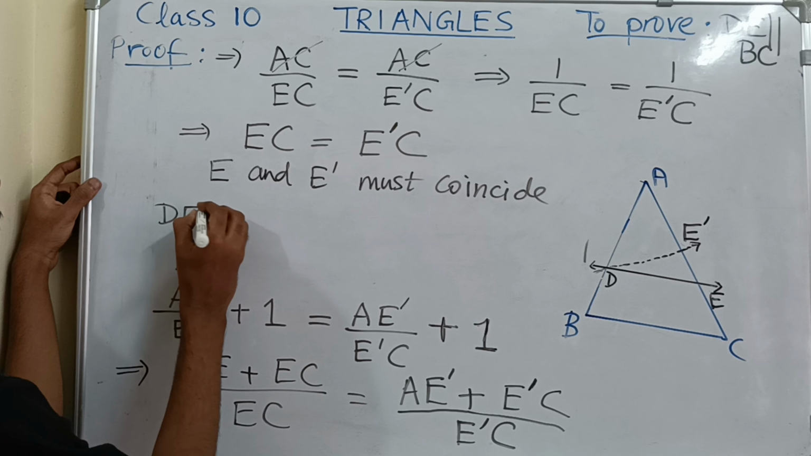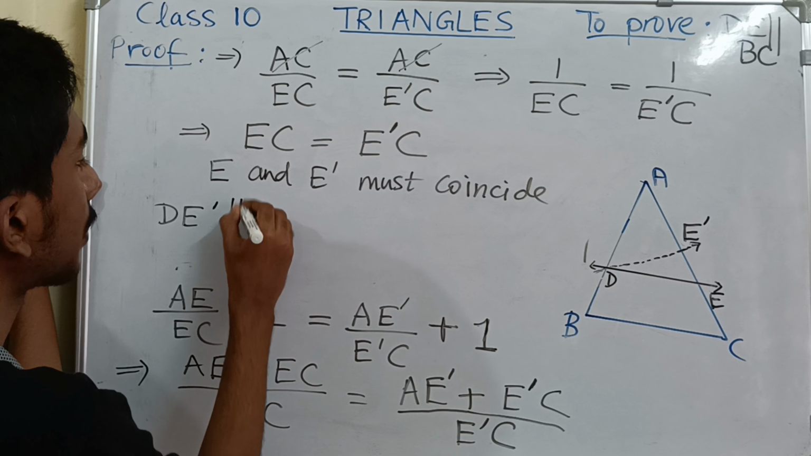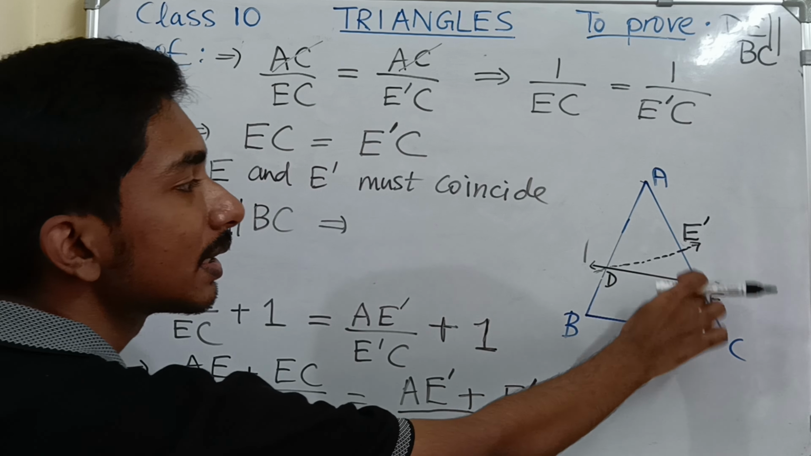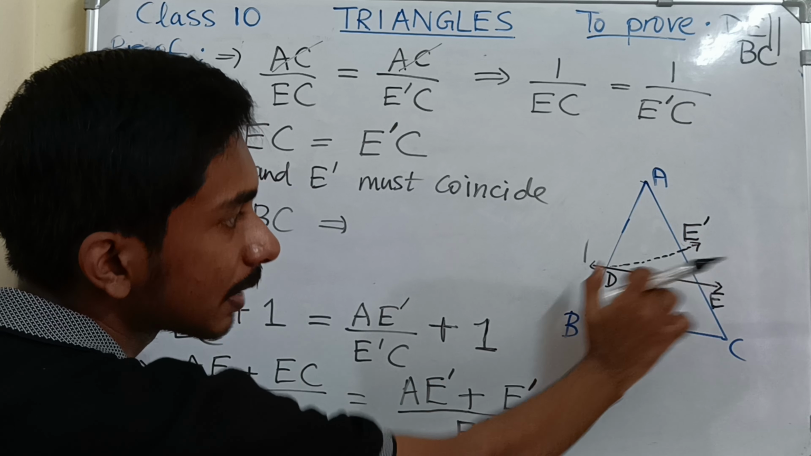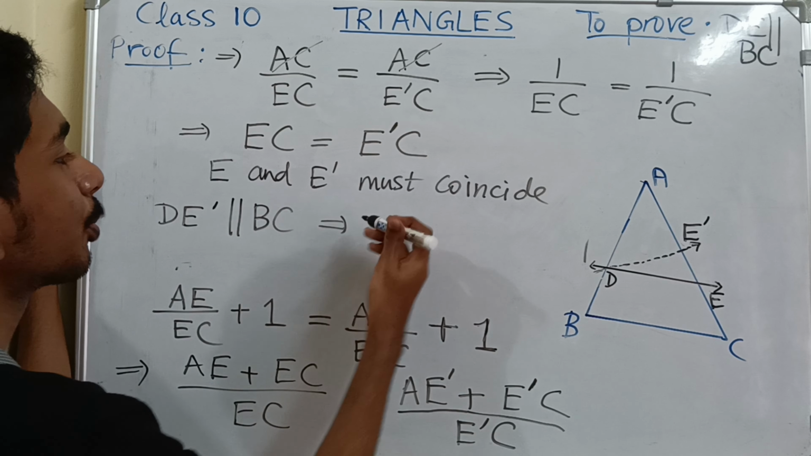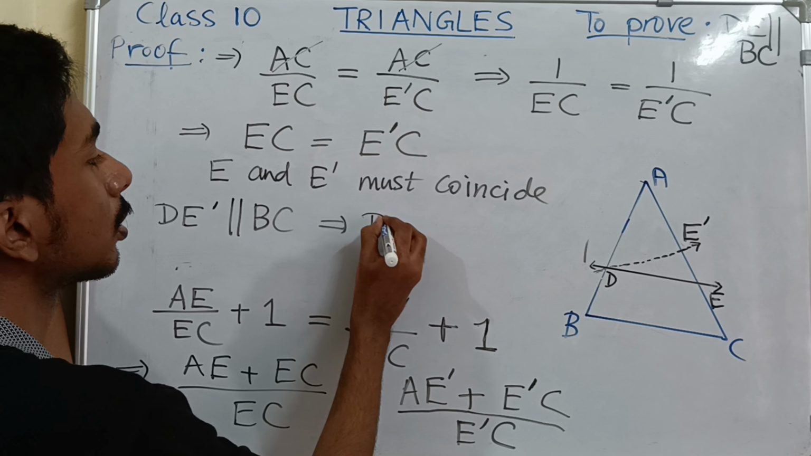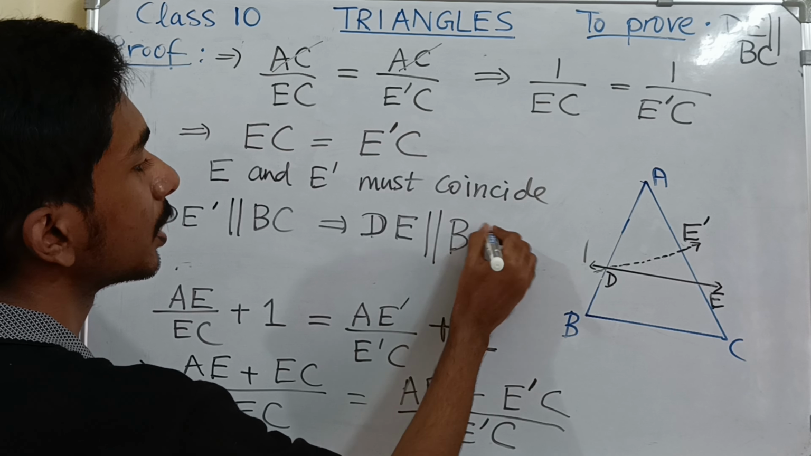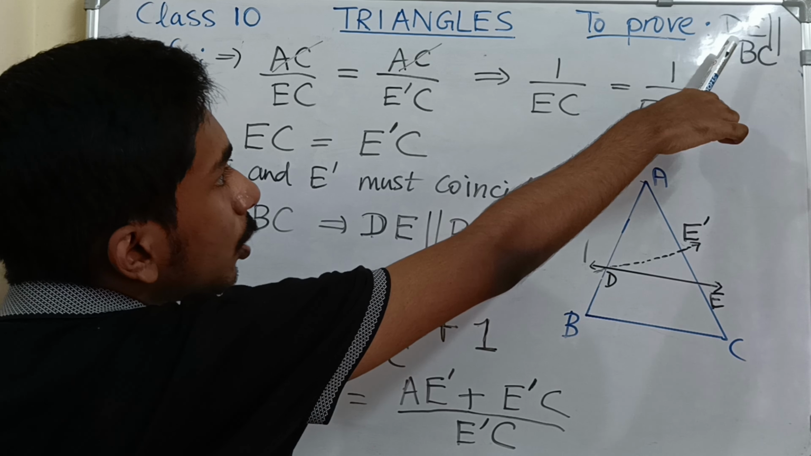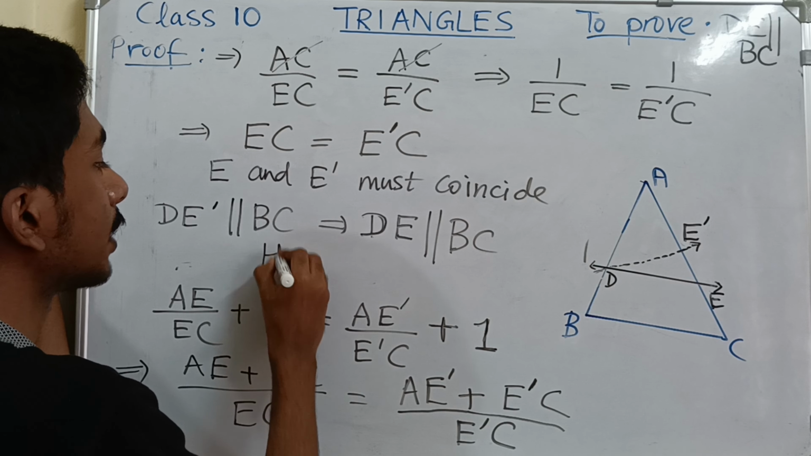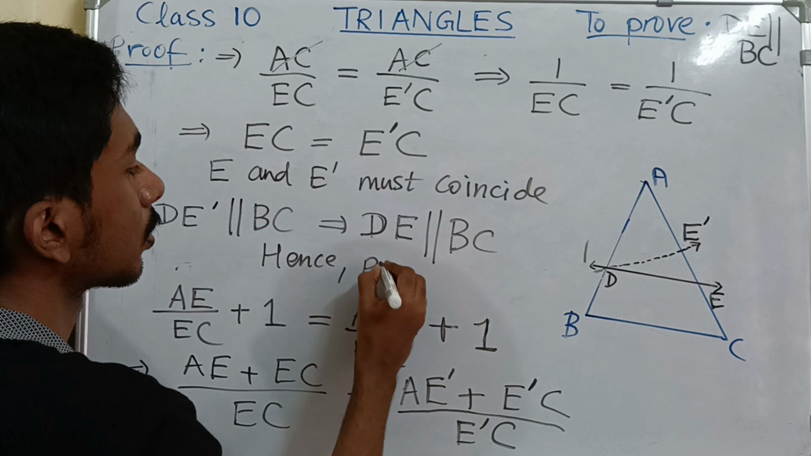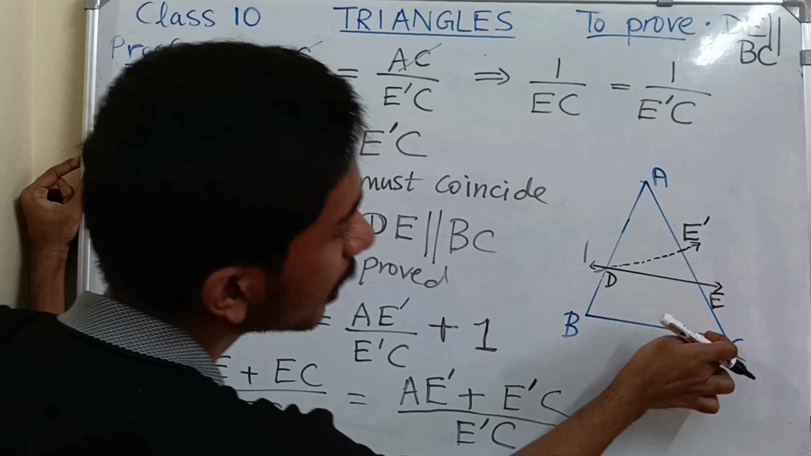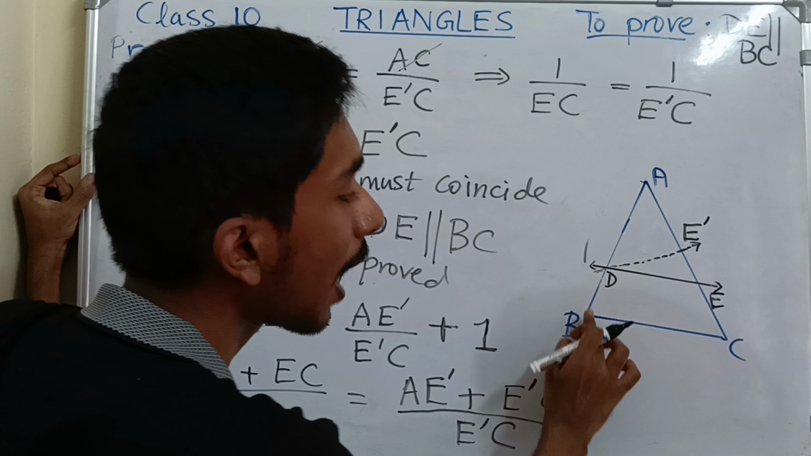So we made the assumption that DE dash is parallel to BC. Now we have just proved that E and E dash are actually the same point. This line will come like this and will become parallel. So instead of E dash, put E. DE is parallel to BC. See, that's what we had to prove, and finally we have proved it. Hence proved. So whenever the ratio is the same, AD by DB is equal to AE by EC, then DE will become parallel to BC.